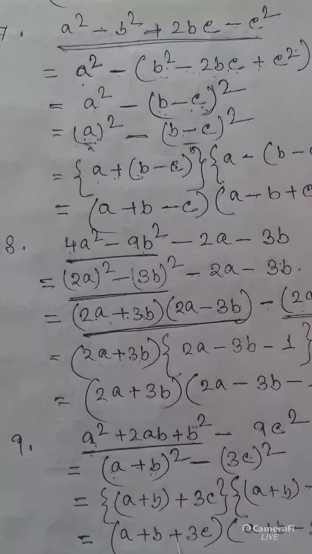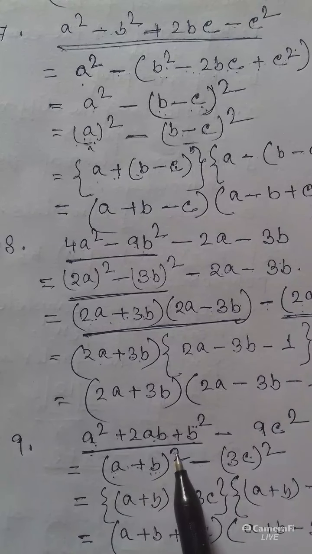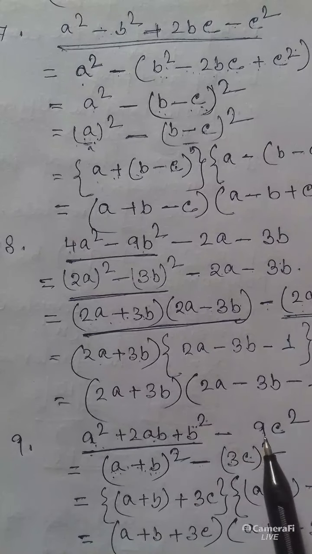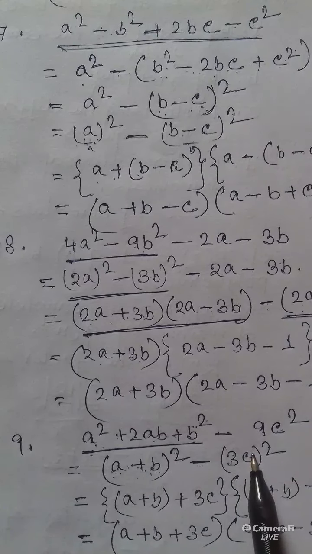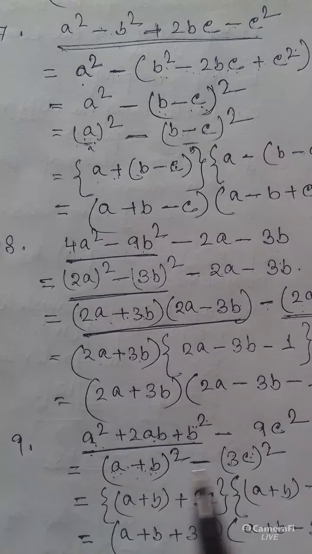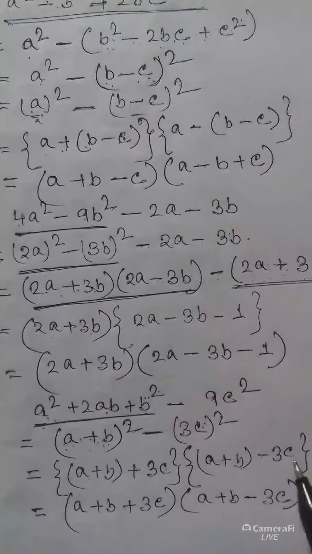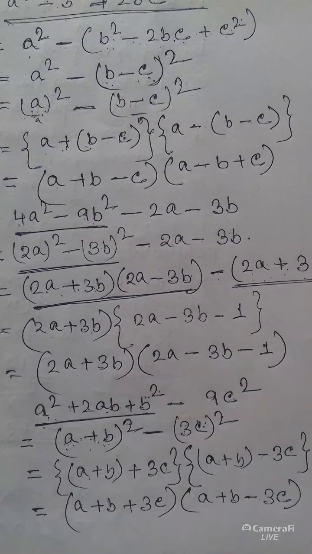First of all, a² + 2ab + b² is the identity, and we convert it to (a + b)². And 9c² means (3c)². So here a² − b², a difference of two squares, and the formula is (a + b)(a − b). So we can write (a + b + 3c)(a + b − 3c).